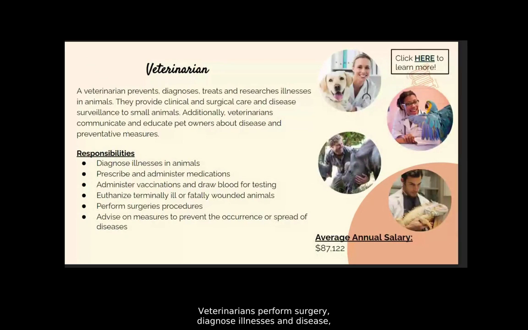Veterinarians perform surgery, diagnose illnesses and disease, and prescribe medications for patients. There are many types of veterinarians that can specialize in several areas that could include companion animals, livestock, exotic, visionary, chiropractic, cardiovascular, and many more. This career commonly requires a doctorate of veterinary medicine degree, which is usually 8 years, and then more if you want to specialize in an area.